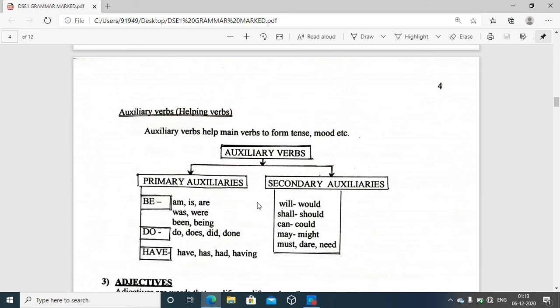And what about the secondary auxiliaries? These are also not really unfamiliar for us. Will, would, shall, should, can, could, may, might, must, dare, need, and many others if you want. But the major secondary auxiliaries can be listed out. So this is all with the verbs as parts of speech.